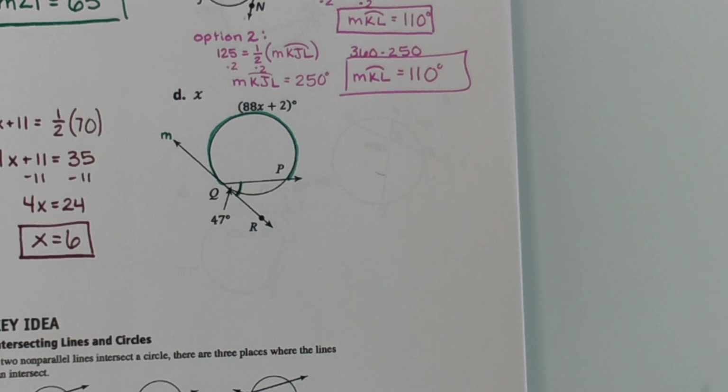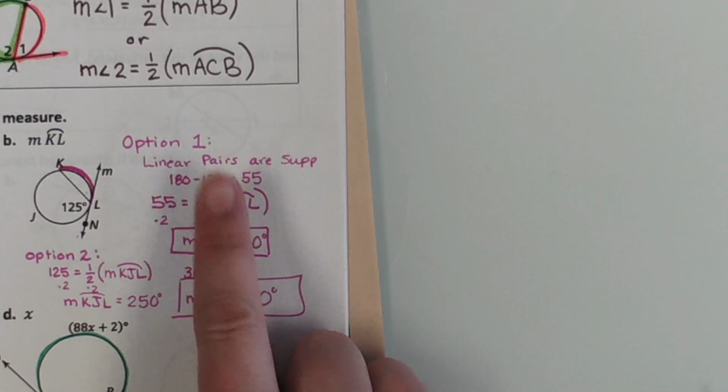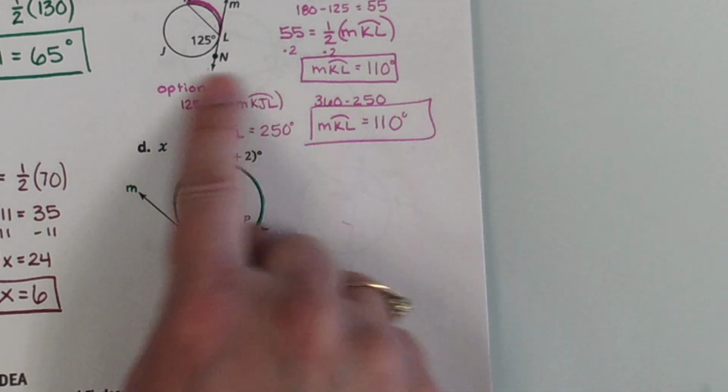So generally, which option I do is depending on where the variable is. If the variable's on the arc, I modify the angle first. If the variable was on the angle, I would modify the arc first.